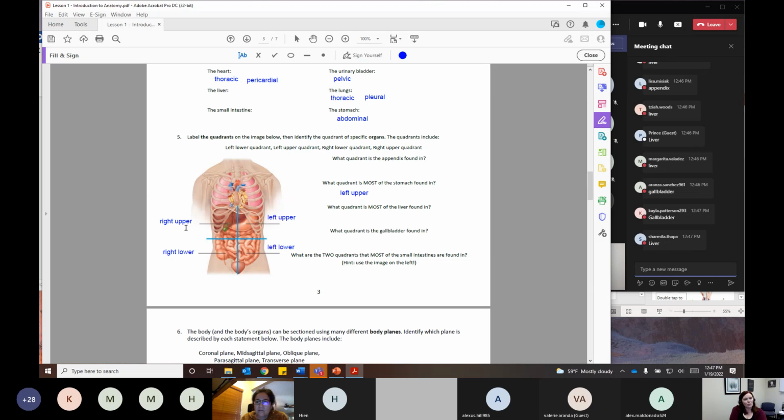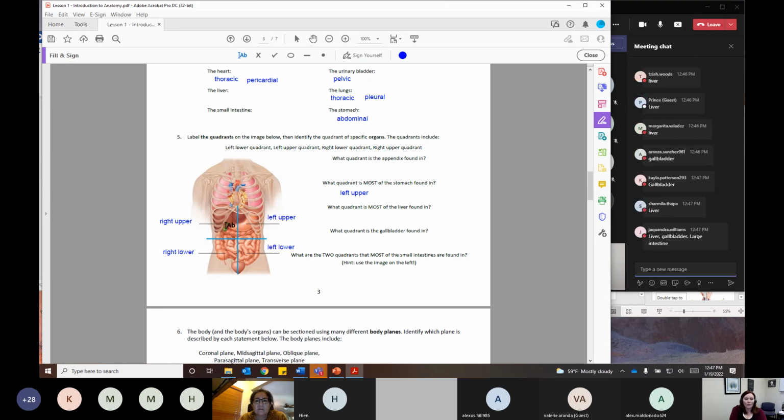So if I go in and say I've got right upper quadrant pain, they're going to look at my liver. They're going to look at my gallbladder. If I go in saying I have left upper quadrant pain, they're going to suspect it's something with my stomach. If I go in with right lower quadrant pain, I could be rushed into emergency surgery. Why might that be? Why is right lower quadrant pain so potentially dangerous?